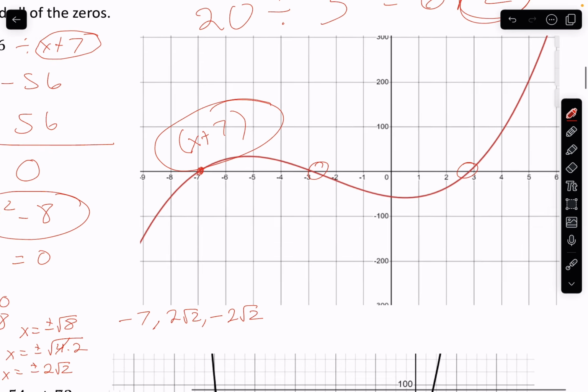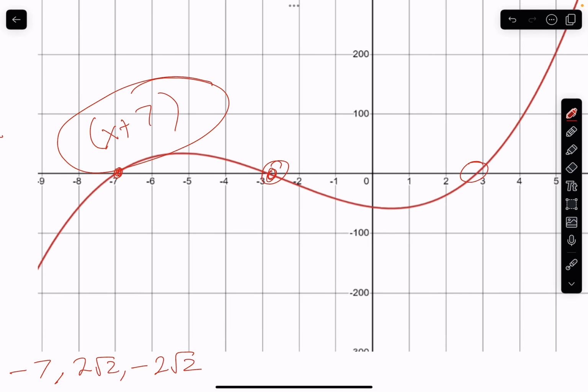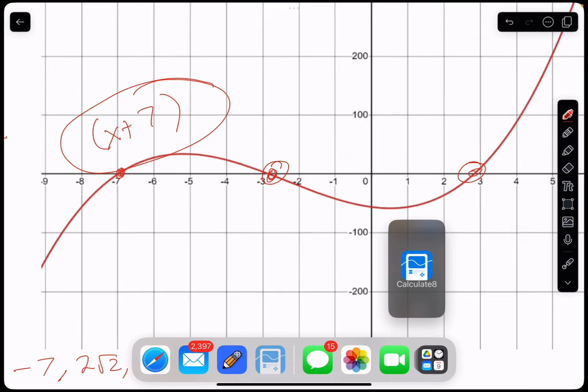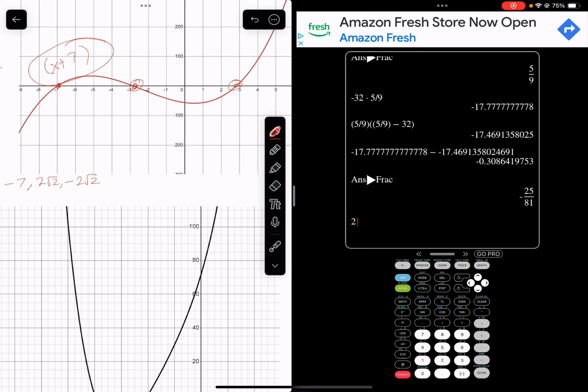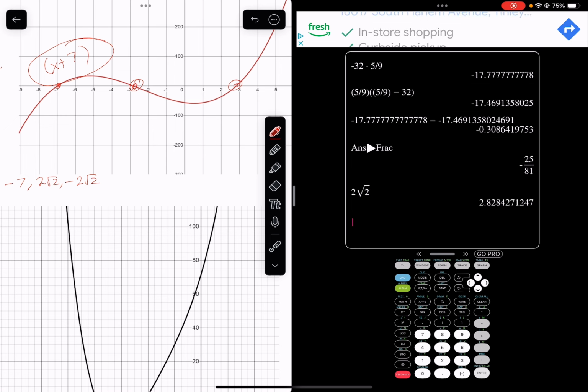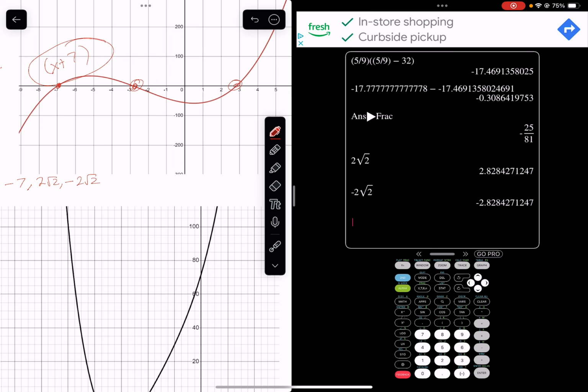Now, if we look back at this graph, we can see that it went through these decimals. Well, if we go to a calculator and we plug in 2 root 2, we get 2.828, right? And if I do -2 root 2, we're going to get -2.828.